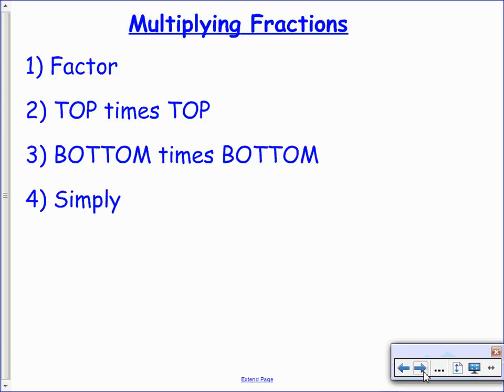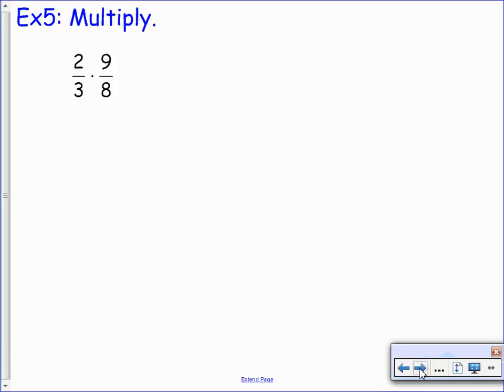Here we go. We're multiplying. Factor, factor, cancel, cancel. This time, though, when you simplify, it's the top times the top and the bottom times the bottom. That's it. So this is simplifying on steroids. It's okay. It's good for you.